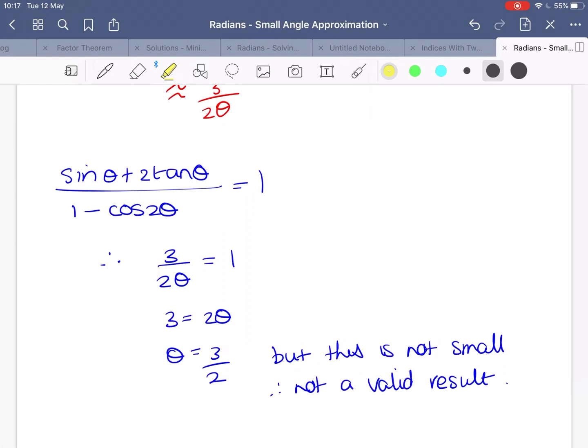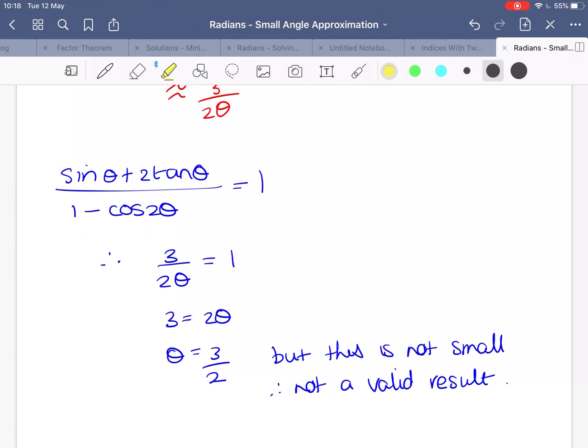So you can actually say, but this is not small, so it's not a valid result. And that's all it wants you to say. Is it a valid result or is it not? And in this case, it is not a valid result. So when theta equals 3 over 2, sine theta plus 2 tan theta over 1 minus cos 2 theta isn't 1. Okay, and again, try it in your calculator and you'll see it's not that close to 1 at all. Okay, so it is not a valid result.